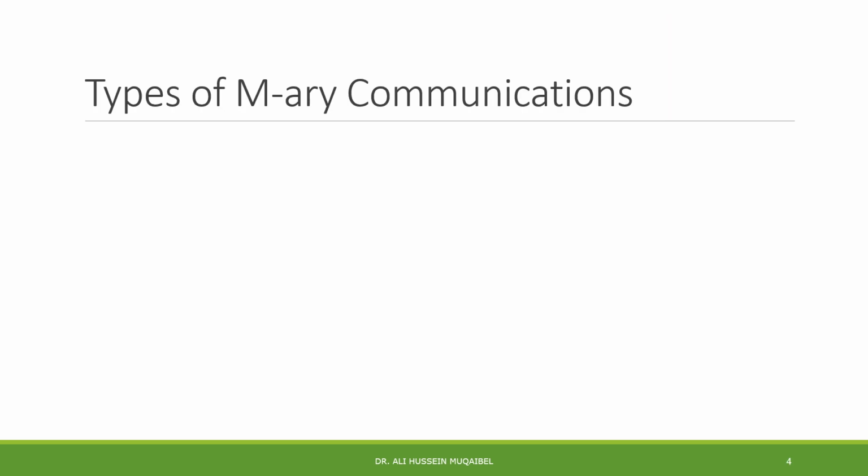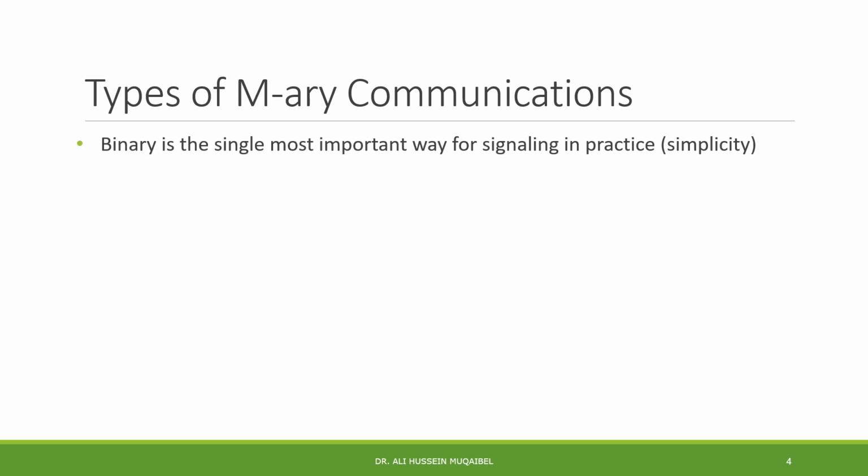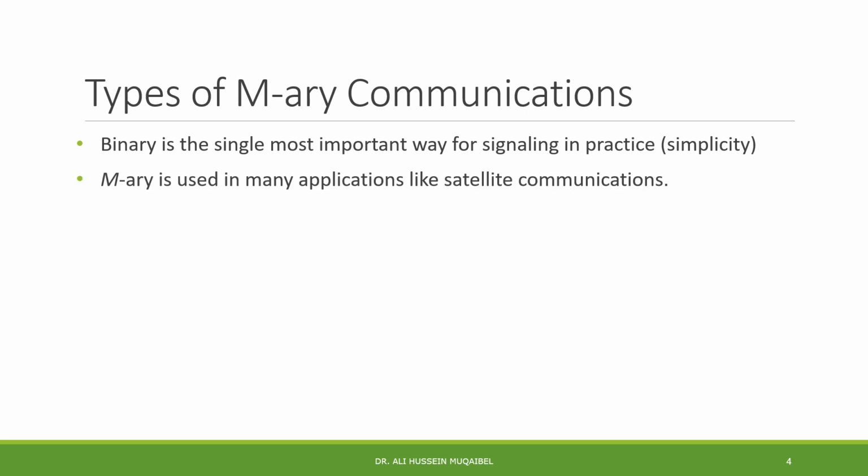Now, before we proceed with the different types of M-ary, I'd like to make the following notes. First, binary is the single most important way for communication, because in many cases we look for simple communication, like in toys and simple devices. We don't want to complicate things by going to a large number of symbols. So binary is still very important. But we use M-ary in applications like satellite communication, or wherever we have a limited channel and would like to get high data rate. So what are the types of M-ary communication?